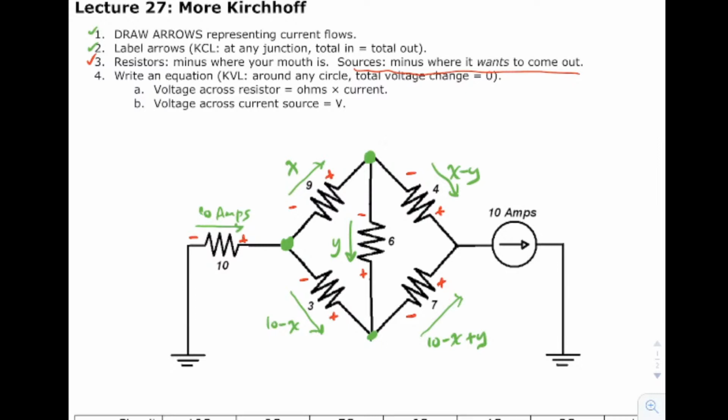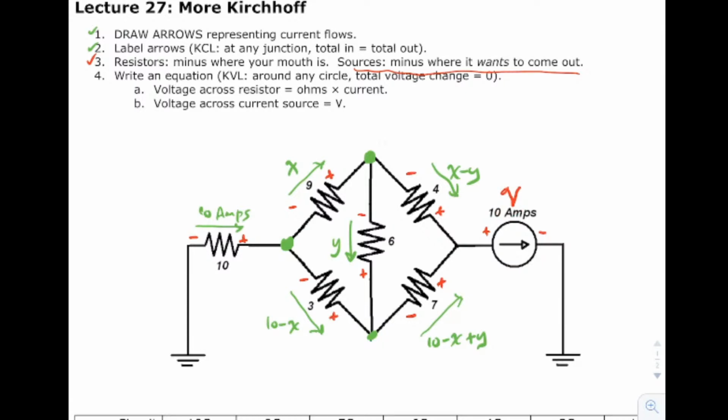And while I'm here, why don't I just put a nice little script V to remind me that this thing has a voltage across it, and we have no clue what it is. We just have to use a variable V. It's 10 amps, but if I knew the resistance, I suppose I could multiply 10 amps times the resistance, but I don't know that either. So it's just V. You just have to use a V.